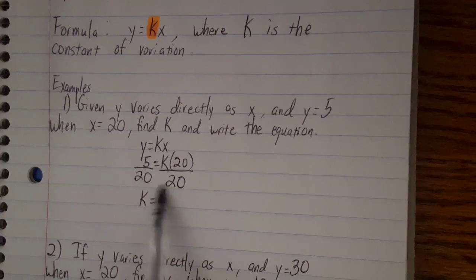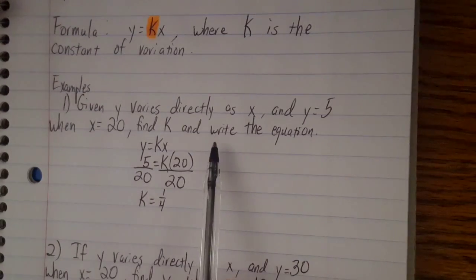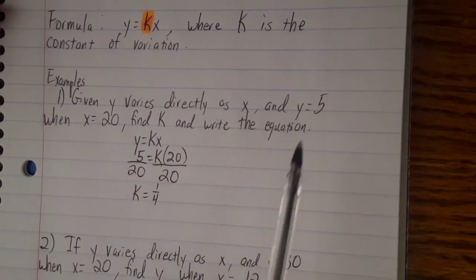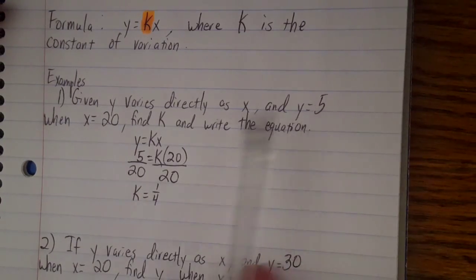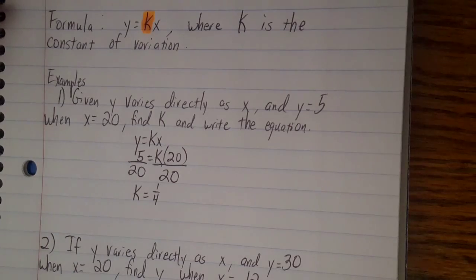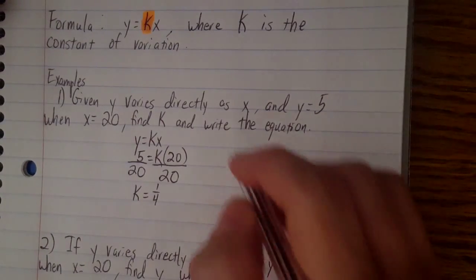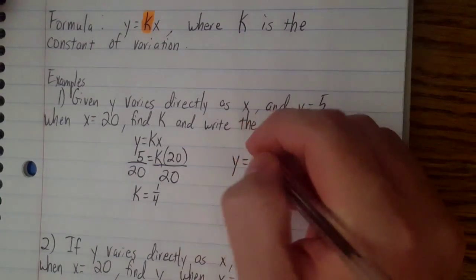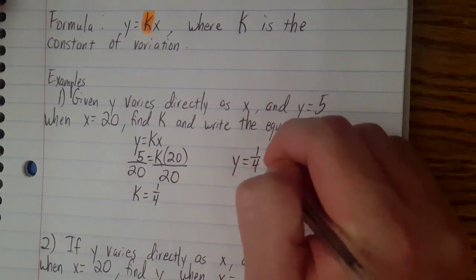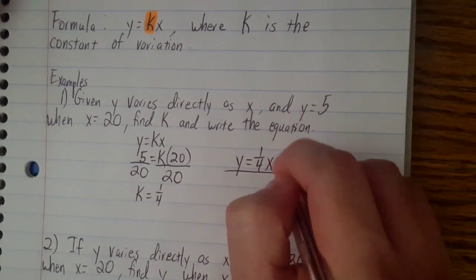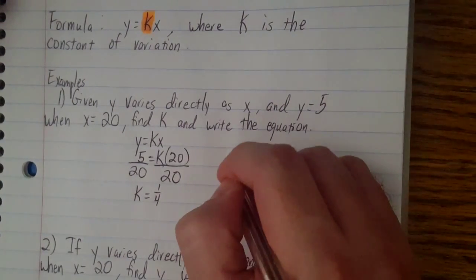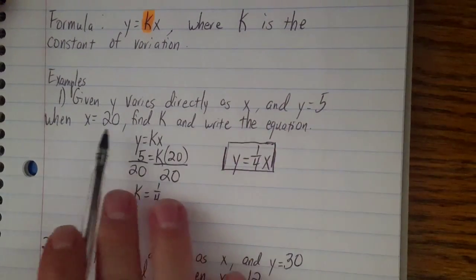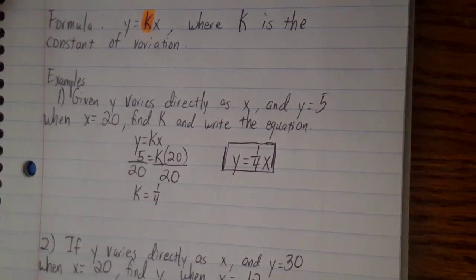Now that I know my constant of variation, I can go ahead and write the equation and I'll be done with this problem. I know my y values, my x values, and my value for k, so all I have to do is say that y will vary 1/4 as much as x. And that is the equation for the direct variation given these parameters for y and x.